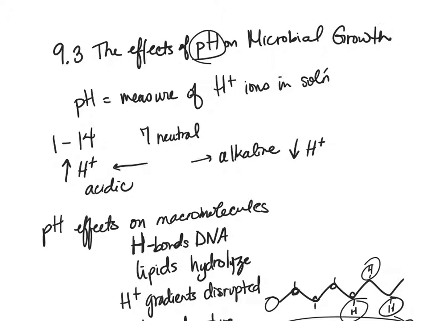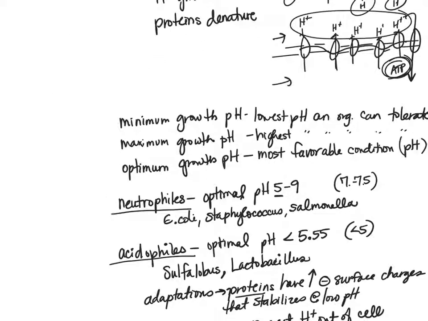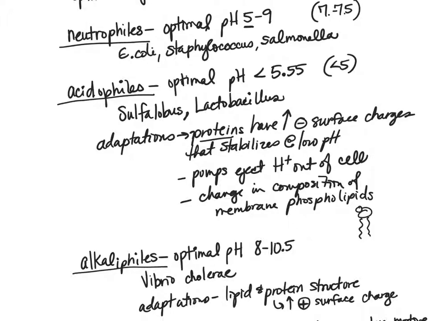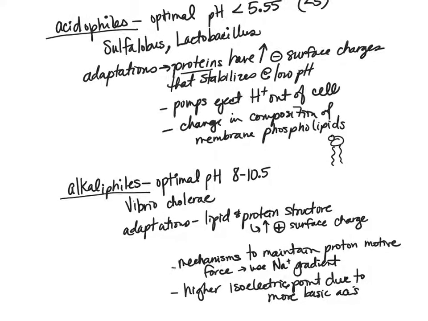So in general, we have talked a lot about the pH range, and you should be familiar with these terms: the minimum growth pH, the maximum growth pH, the optimum growth pH, and then you should understand what neutrophiles, acidophiles, and alkalophiles are. But you should also know, not only the ranges that we have here, but also the adaptations, so how it is that they can live in a more acidic environment, and how it is that they can live in a more alkaline environment.